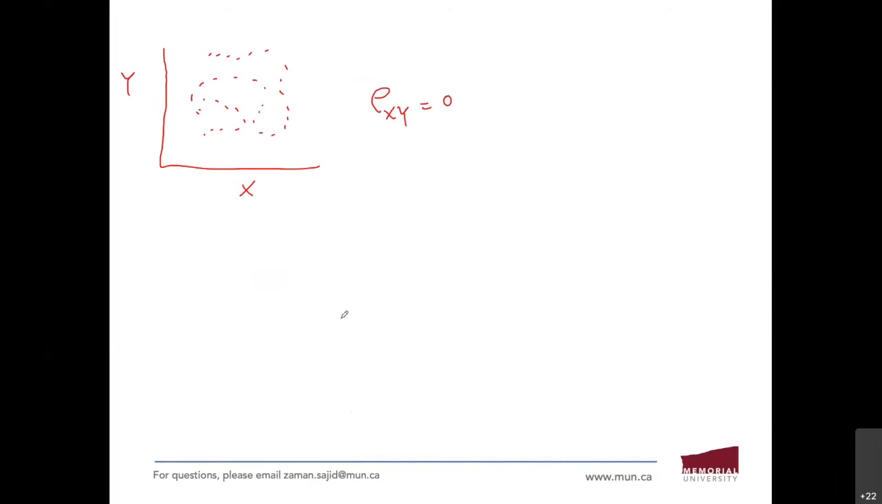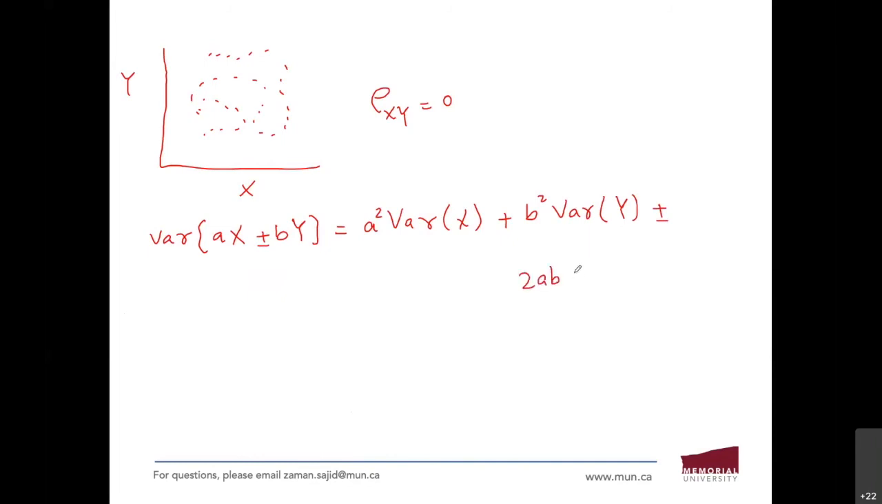Now, the general formula for the variance of ax plus or minus by, where a is a constant and b is a constant, is equal to a square variance of x plus b square variance of y plus or minus 2ab covariance of x and y.